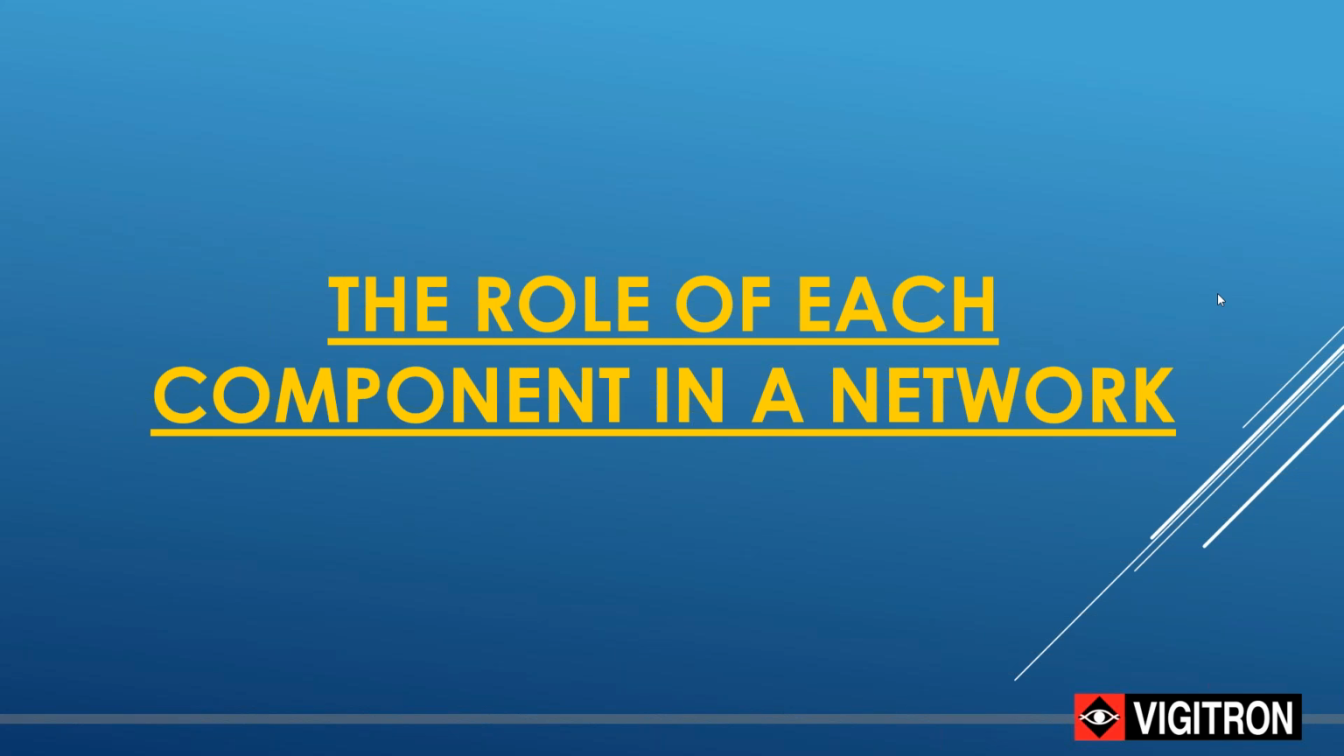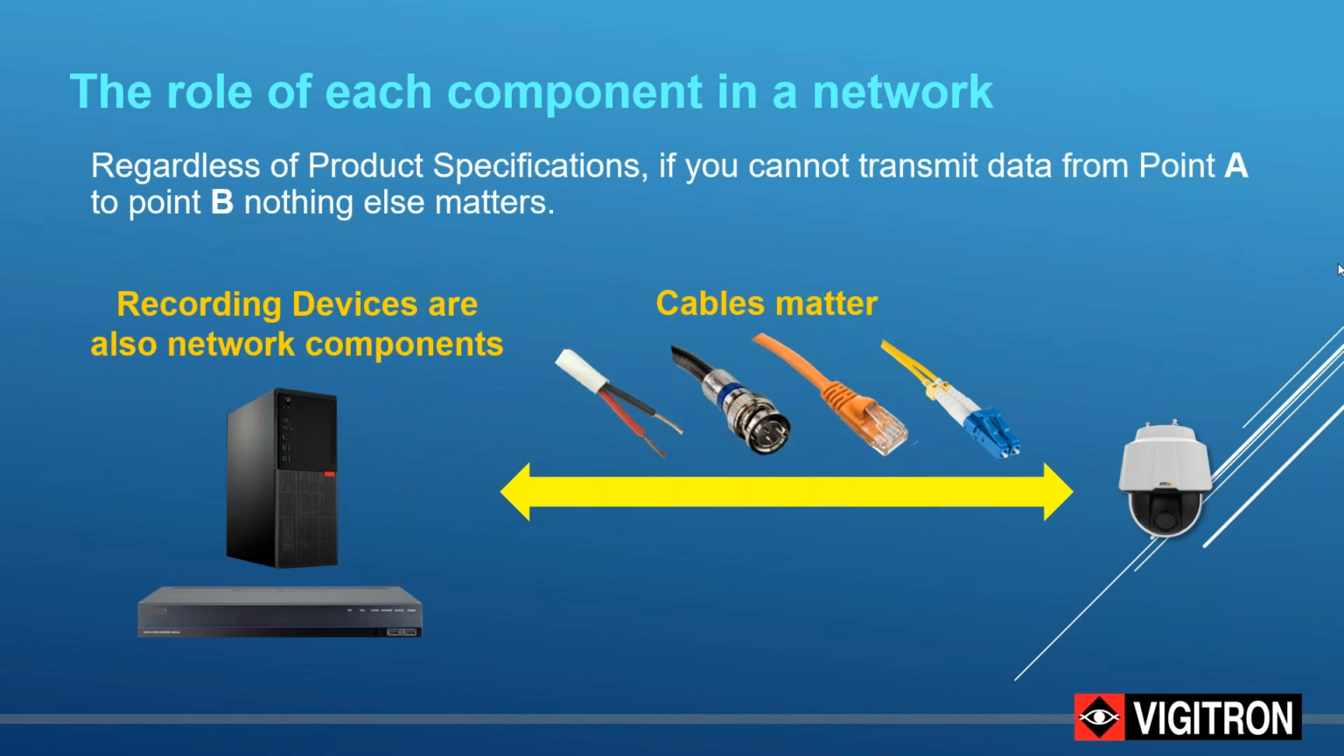So let's talk about the role of each component. What's important to understand is that every component within the system affects the others. So while we focus on the specifications that are usually of the connected devices, such as the camera, the recording device, or the viewing device, we often overlook the fact that their actual performance is dependent upon the network that they're transferred over. And that network contains many components.